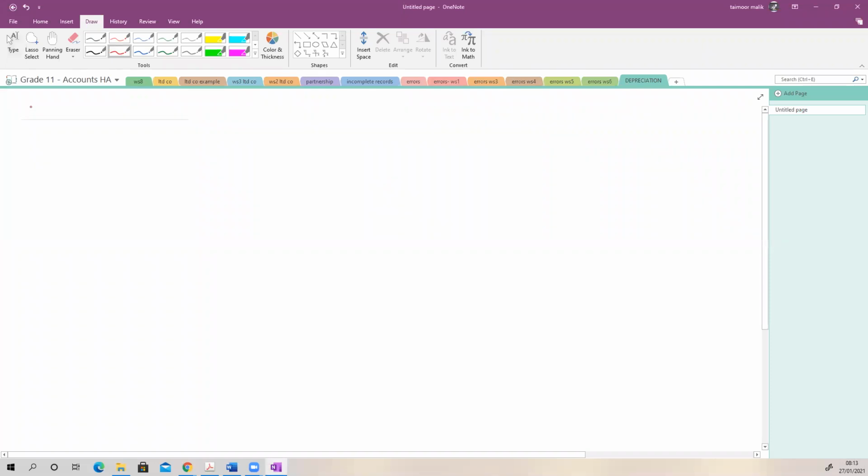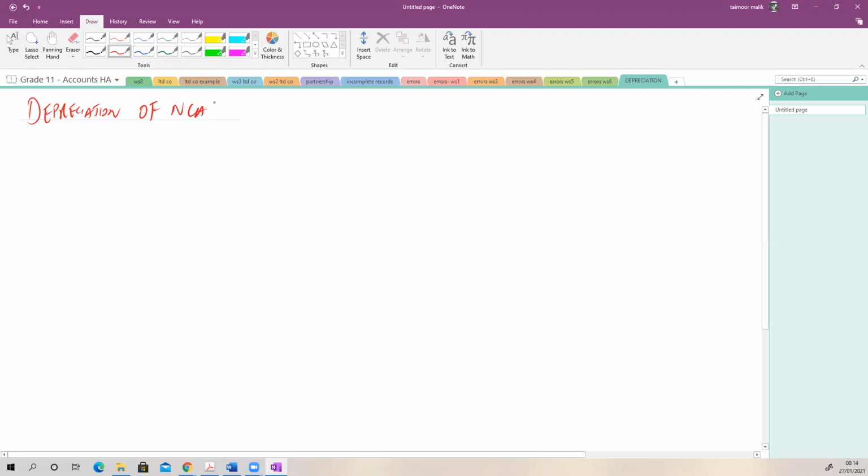All right. So, depreciation of non-current assets. ठीक है जी. You have been using this term depreciation since grade 10, जब से आप adjustments to income statements कर रहे थे.